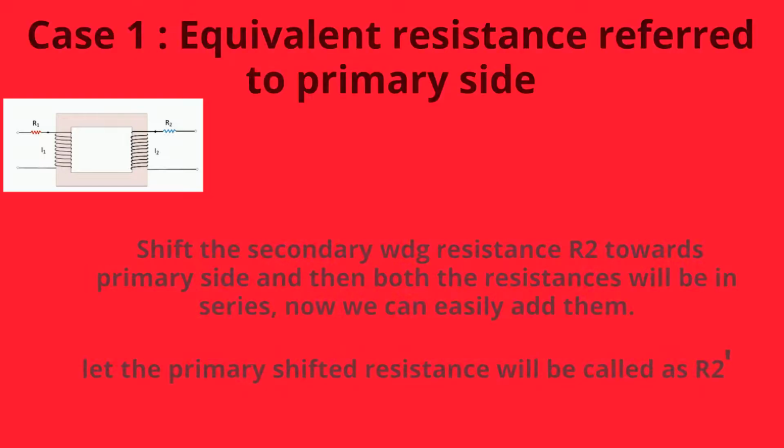Case 1. Equivalent resistance referred to the primary side. Shift the secondary winding resistance R2 towards the primary side, and then both the resistances will be in series. Now we can easily add them. The shifted primary-side resistance will be called R2 dash.